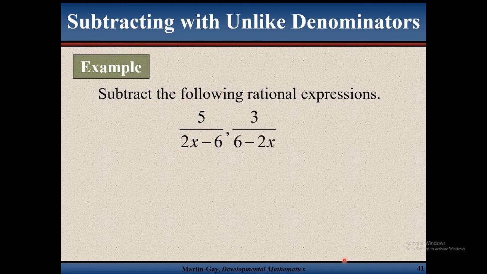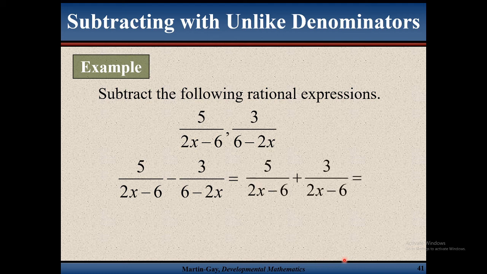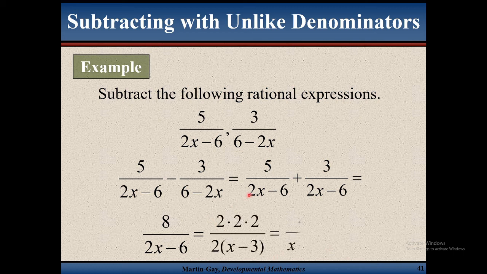Another example. What is the LCD for this one? The LCD for that one would be 2x minus 6. How are we going to solve that one? That would be 8 over 2x minus 6, and then 4 over x minus 3. What we did here is we multiplied this one by negative 1 so that we will have similar denominators here, and the sign will be changed from negative to positive.